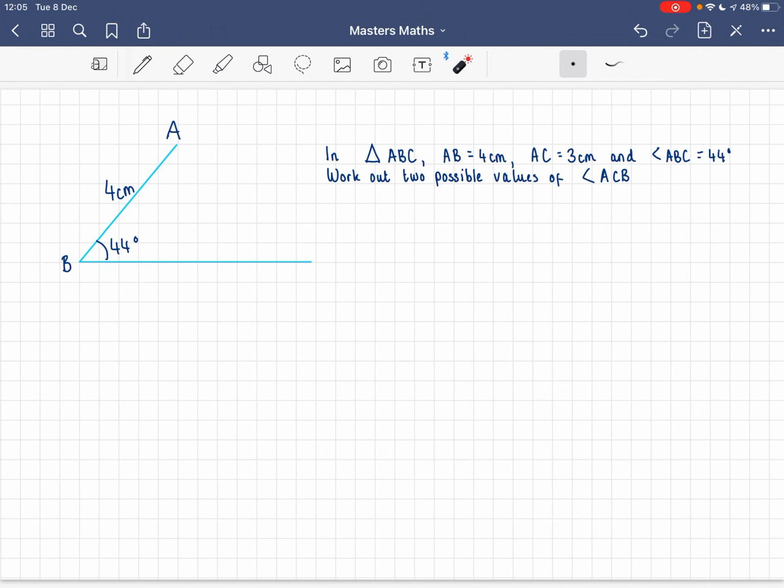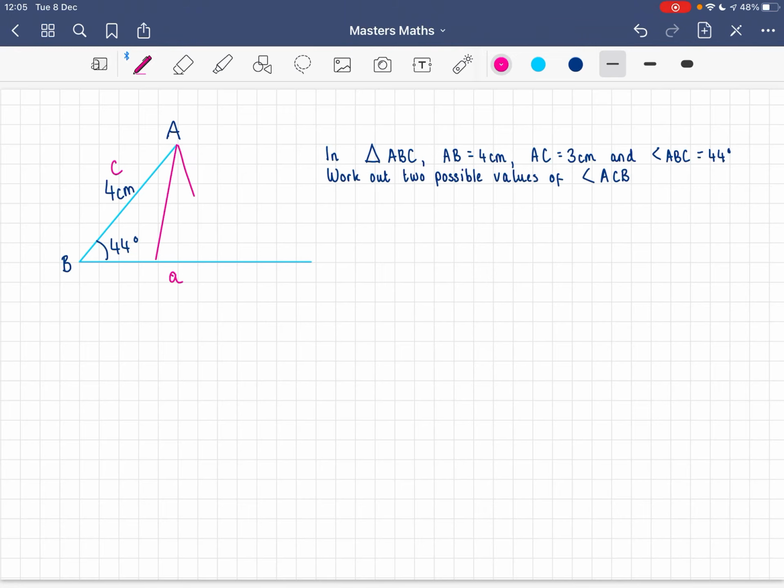So in triangle ABC, we've got A and B already. C is going to be either here or here. AB is 4, AC is 3. AC is what I'm going to be drawing on, and angle ABC is 44. Okay, so it's important with the things that you've got. So angle A would be here at the top once you've drawn it in. This is side A, this line that we don't know the length of. This is side C, and we need to find angle C. This is angle B, and the line B is what we are going to draw in.